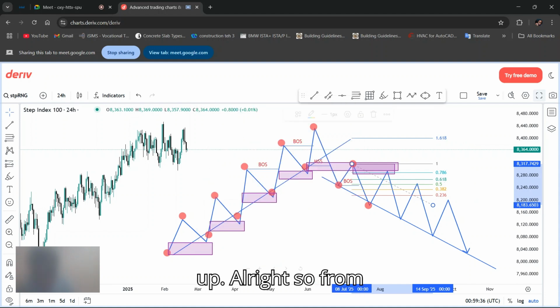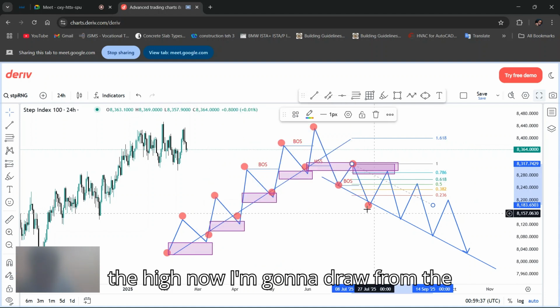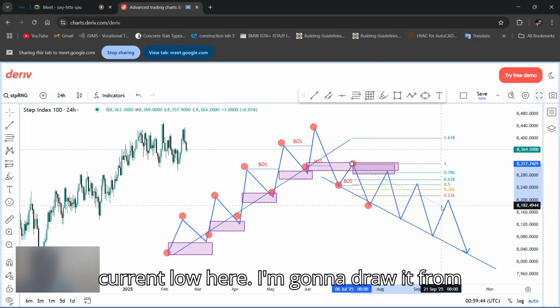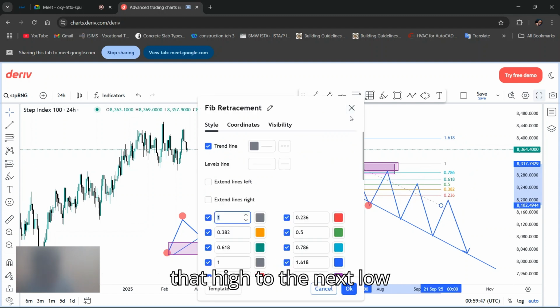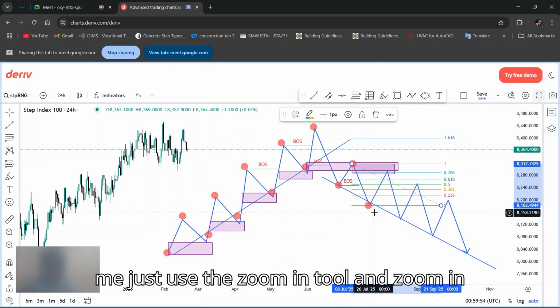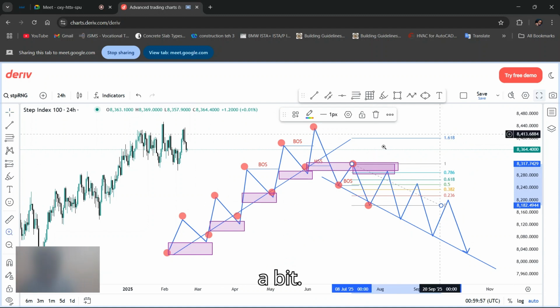Okay. All right. So from the high now, I'm going to draw from the current high, the high that put in this current low here. I'm going to draw it from that high to the next low that is there. And what I can observe, let me just use the zoom in tool and zoom in a bit.